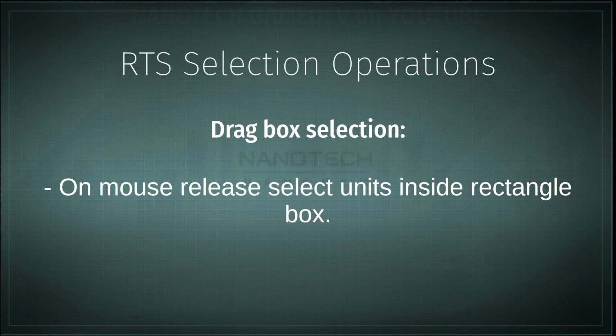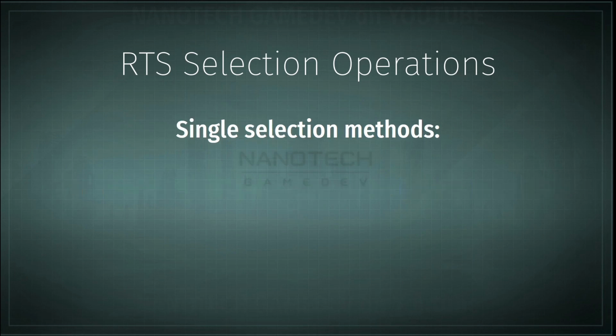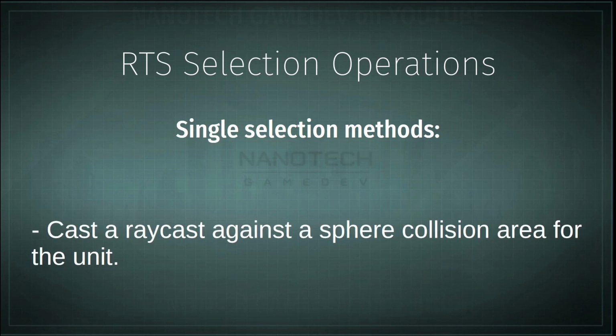Another thing I want to talk about is how you're going to implement the selection methods. For the drag box selection, I made a previous video. If you want to see it, check it out, as it explains in further detail how to implement a drag box selection inside Godot. Basically, on the mouse release, you're going to select units that are inside a rectangle box. But we also need to make some method to single select units. One of the ways you can do it is to cast a ray from the camera against a sphere collision area for the units, and if the ray collides with it, you can say it's selected.